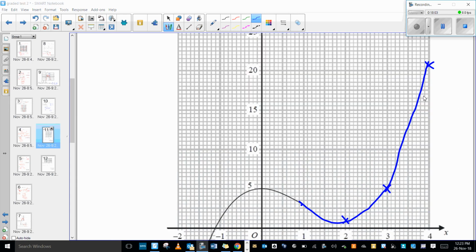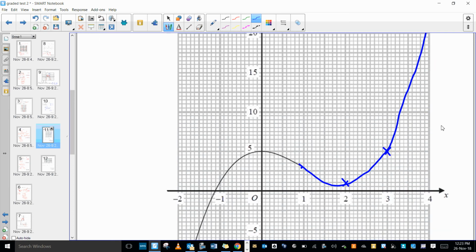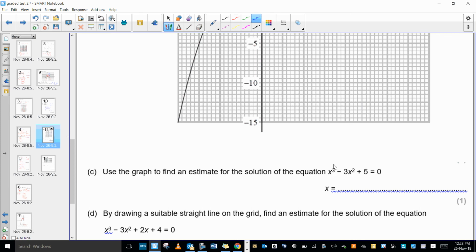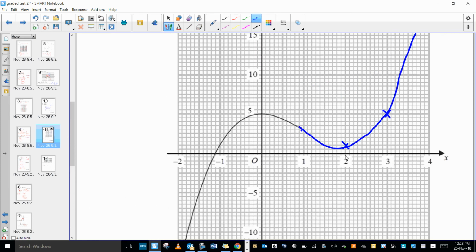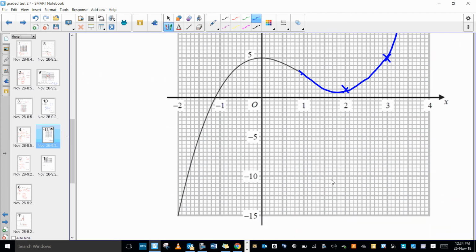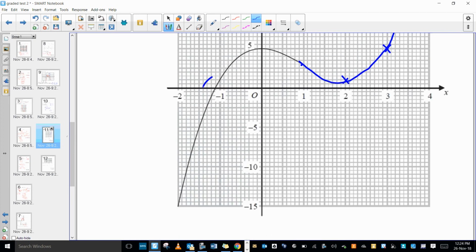Okay, fill in the values 1, 5, 21, and draw those in. Then use a graph to find an estimate of this solution. So what's this graph? x cubed minus 3x plus 5. When it is equal to 0, it's down here, so that's going to be the value of negative 1.1.